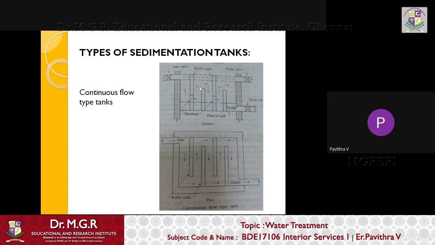I am going a little fast because this content has already been taught in the last session. At the inlet valve, the water comes inside and hits the baffle wall, and goes one after the other. It has four segments. As it travels like this, most of the sludge matter settles at the bottom, and pure water is collected on the top.